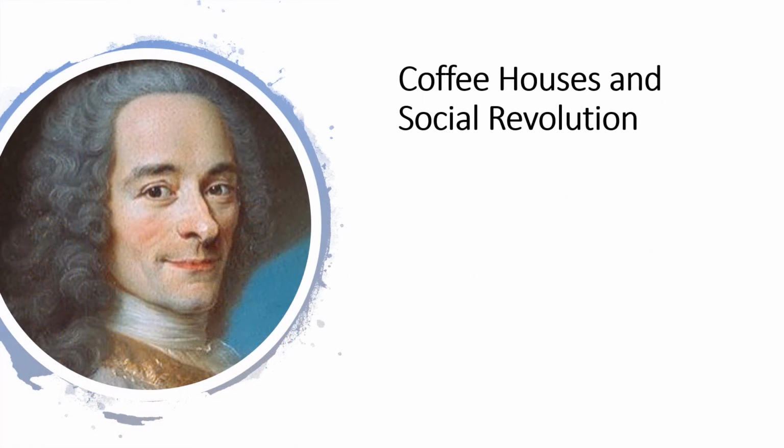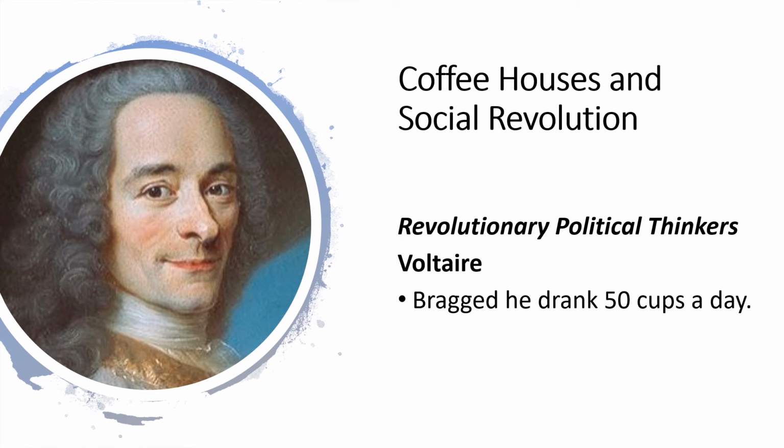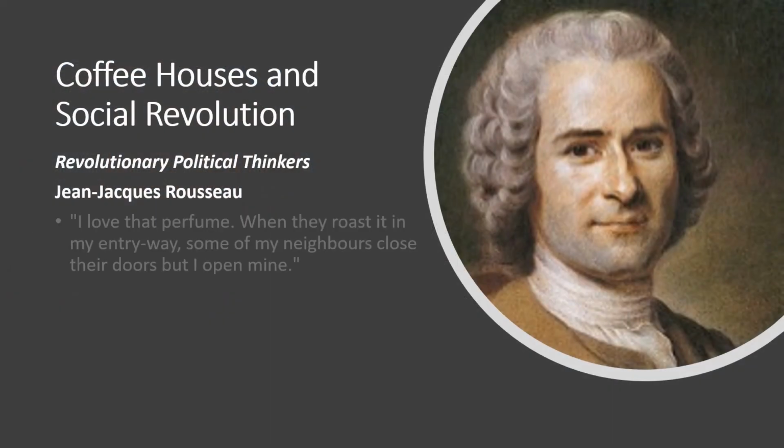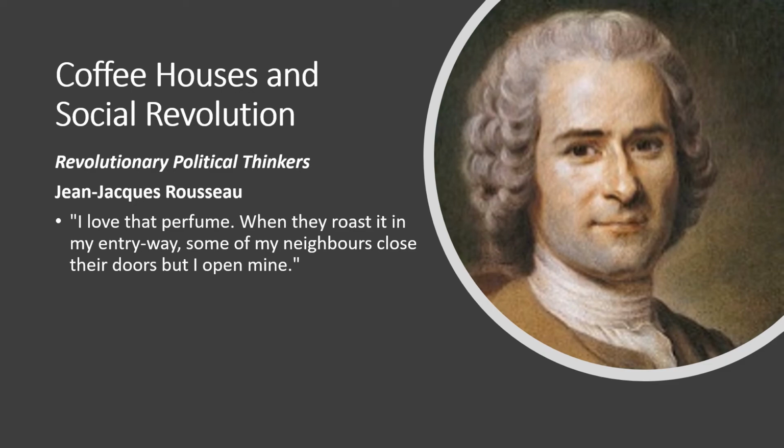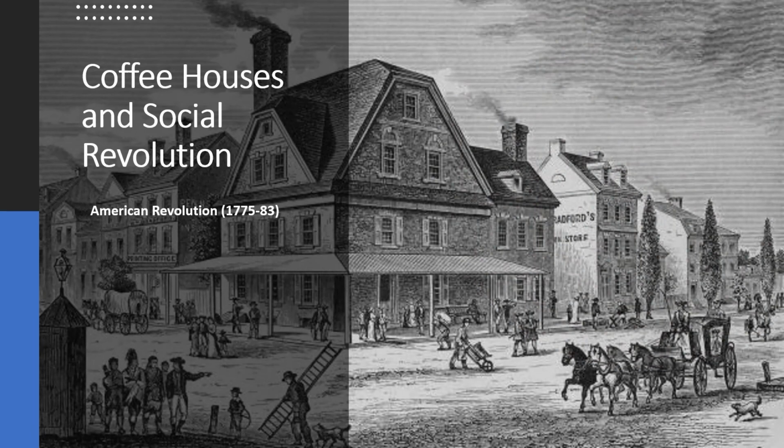So as I was saying, all the major thinkers of the Enlightenment and the Scientific Revolution, they all went to coffee houses, including Voltaire, who you see here. Voltaire used to brag that he drank 50 cups a day. I don't know how that's possible. It sounds rather dangerous, but that's what he said. Jean-Jacques Rousseau said, "I love that perfume when they roast it in my entryway. Some of my neighbors closed their doors, but I opened mine." Also a big fan of coffee. And the American Revolution was planned in coffee houses. We wouldn't have the American Revolution. We wouldn't have a United States of America right now if it wasn't for coffee houses. The British knew this.